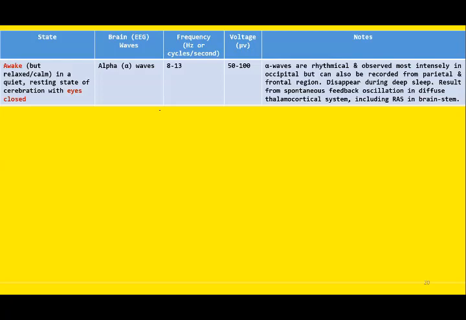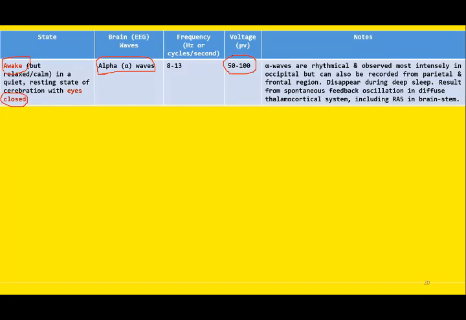So the first type of EEG wave is what we observe in a person who is awake but relaxed with eyes closed. The pattern observed will be the alpha wave pattern. This is the alpha wave pattern. So remember, alpha is observed in an awake person but relaxed. And you can see the amplitude is slightly higher, 50 to 100 microvolts.